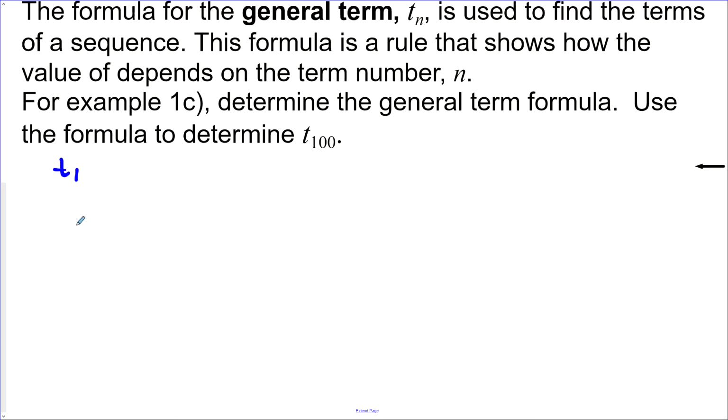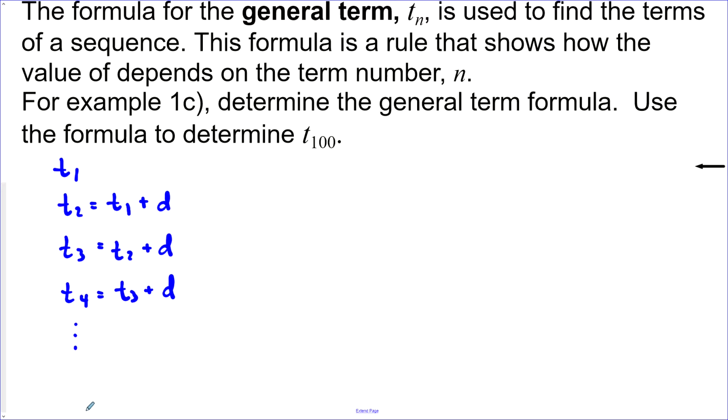First we have T1. Now T2 is just T1 plus the common difference. T3 is the T2 plus the common difference, and so on. So T4 is T3 plus the common difference, and hopefully that's enough to see this pattern. We're always taking the last term and adding the common difference.